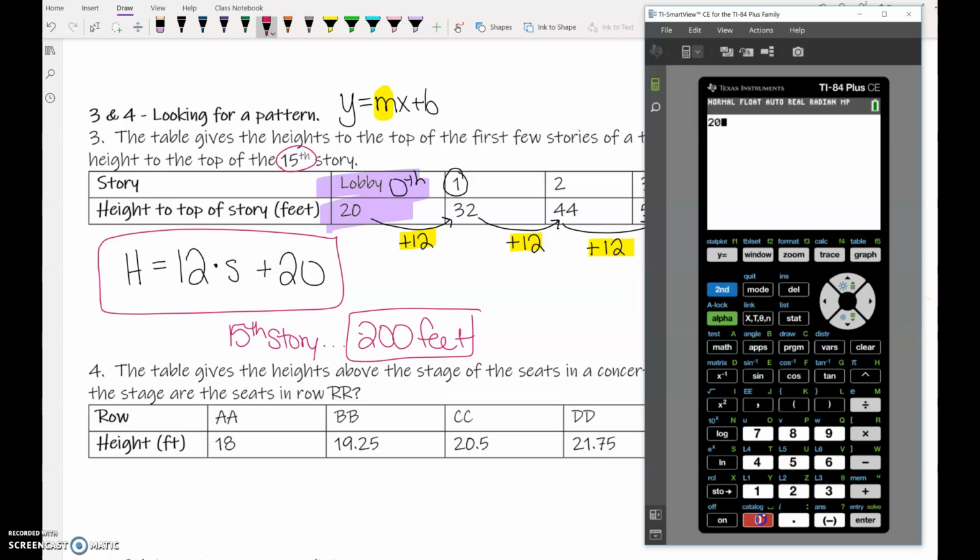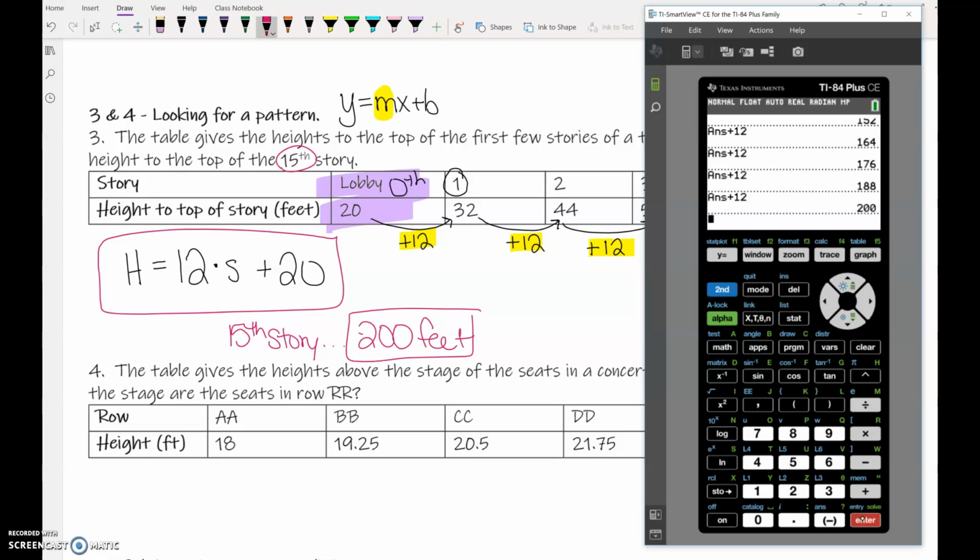Okay. I know I started with 20. I added 12 each time, so there's my first floor. I added 12 again. There's my second floor. Could you just hit enter enough times until you got to your 15th floor? Absolutely. 44, that's my second floor. Third, 4th, 5th, 6th, 7th, 8th, 9th, 10th, 11, 12, 13, 14, 15. You absolutely could just hit enter in the calculator enough times to get up to the 15th floor.